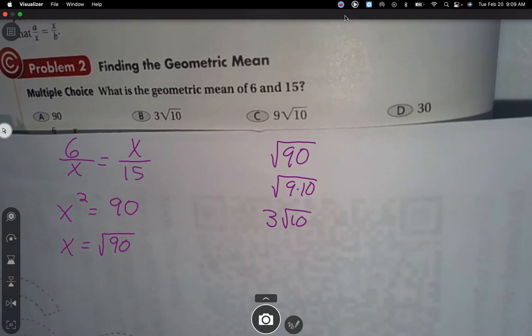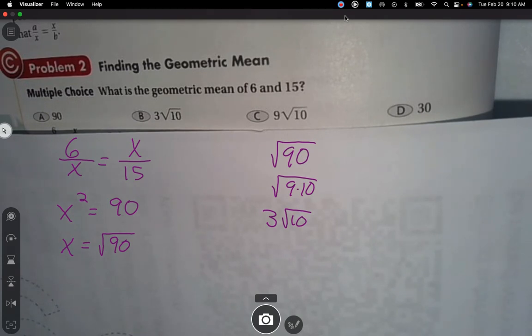The square root of 90 is not simplified. You actually have a perfect square in there, and y'all told me it was 9. 9 times 10 is 90. What is the square root of 9? 3. So you took the square root of 9, and you left the 10.